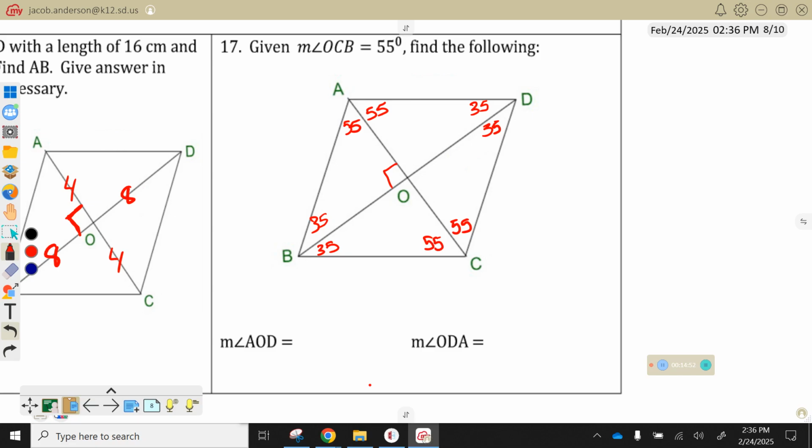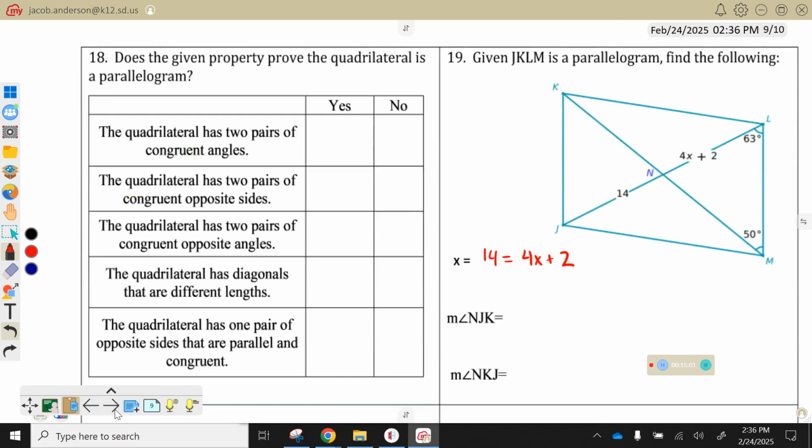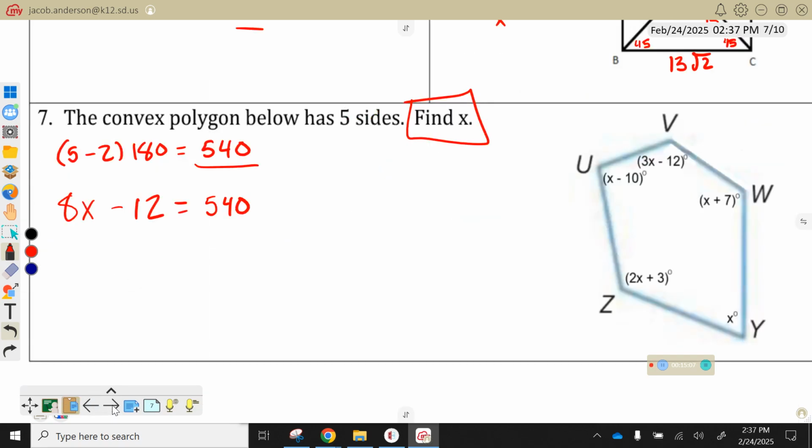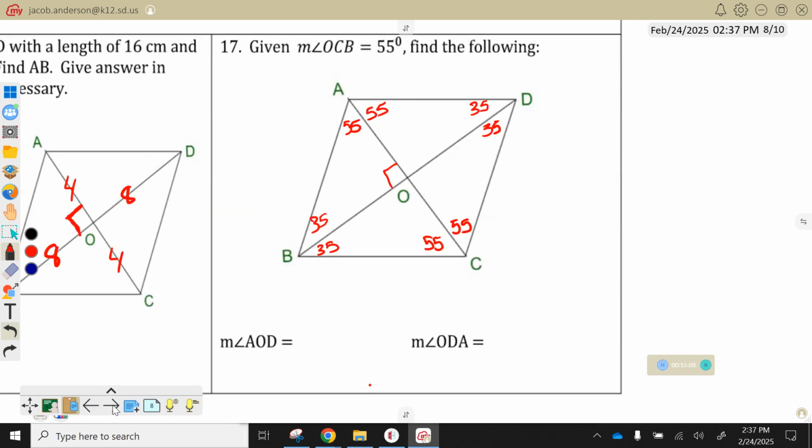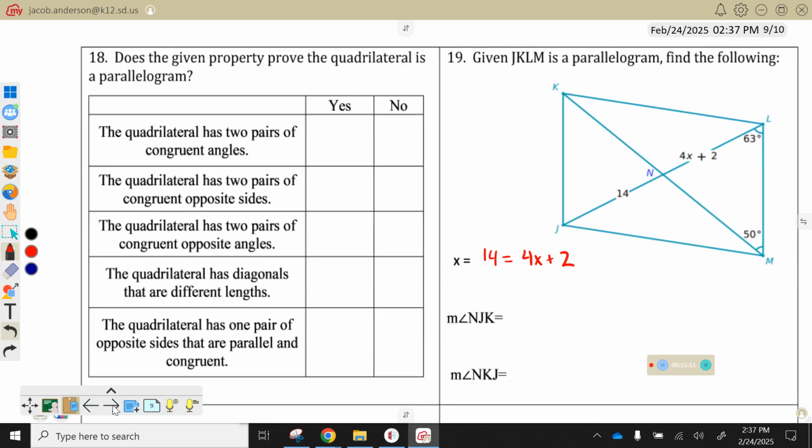I don't even know what the question's asking for down there. I'll let you guys figure out what those specific angles are. But we've got everything we need filled out on the top. That was the last one on that page, correct? Yep, that was 17. Let's go to 18.